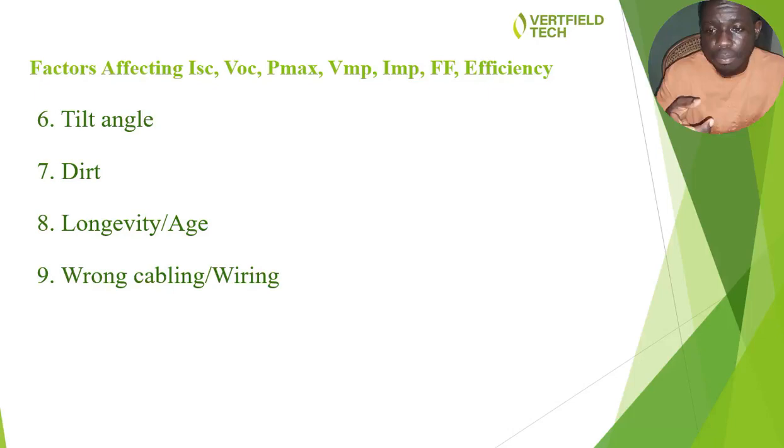Now, wrong cabling or wiring. When you have wired your cables wrongly, or when you have wired your panels wrongly, you are going to have your solar panels perform very, very poorly. To put it clearly, if you're supposed to wire your solar panels in series and you did a parallel connection, you would have a poor performance of your solar panels, and your VMP and your IMP will be greatly affected.